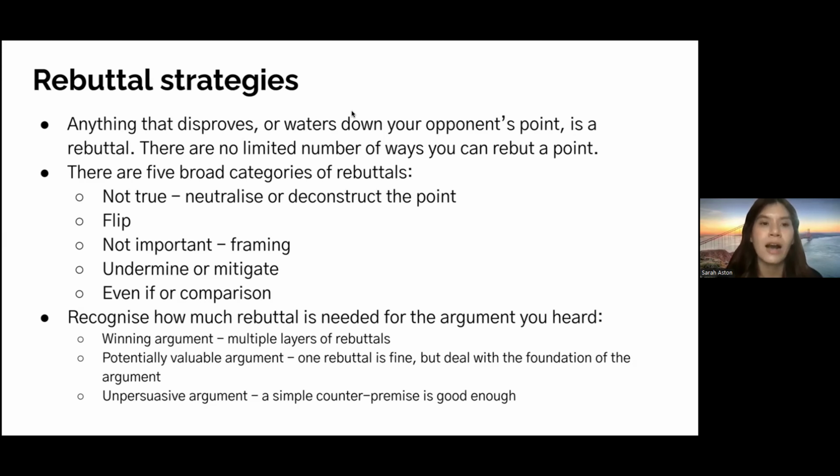So for example, a benefit that they say is important can be flipped into something that you have as well, or flipped into something that perhaps is a bigger problem and now becomes a harm, right? The third thing is to basically say that the things they have stated are not important.